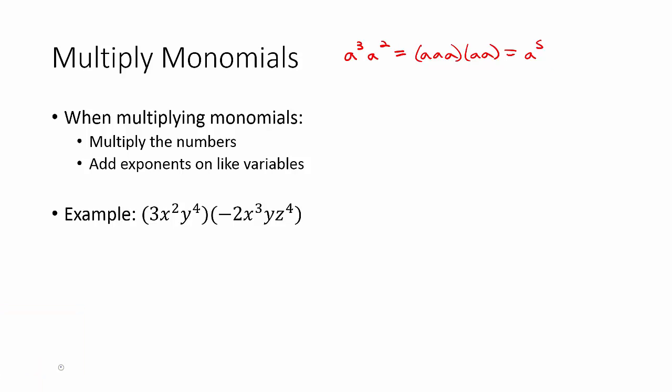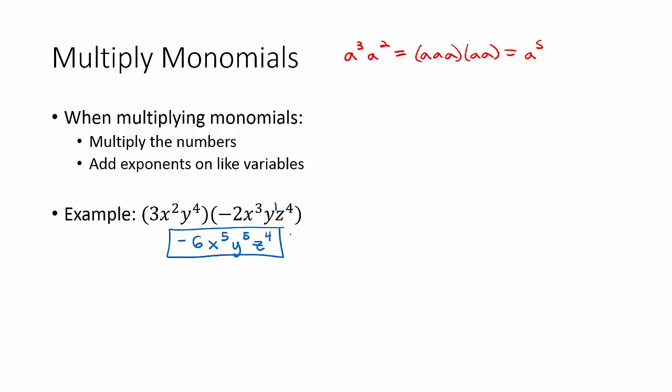So for example, if we've got 3x squared y to the 4th times negative 2x cubed y z to the 4th, we can solve this by multiplying the numbers. 3 times negative 2 is negative 6. And adding the exponents on similar variables. For the x's, squared and cubed, 2 plus 3 is 5. For the y's, 4th and 1st power, if nothing's written, there's a 1. 4 plus 1 is 5. And there's only z to the 4th. And so we have our answer of negative 6, x to the 5th, y to the 5th, z to the 4th.